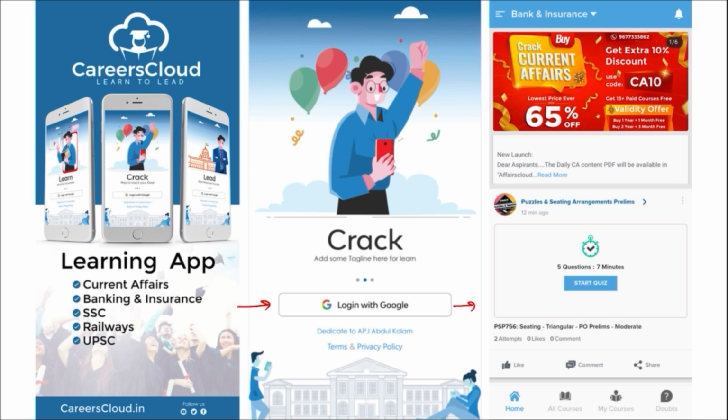Once you have logged in, you will be redirected to this page where you will get this UI, and there will be options for home, all courses, my courses and doubt section. On this application, you will get multiple PDFs and multiple contents on a daily basis that will enhance your learning.